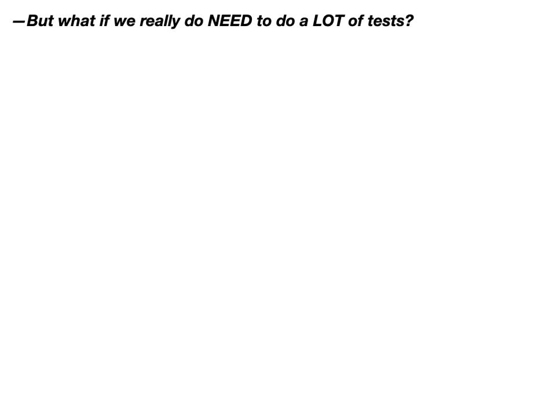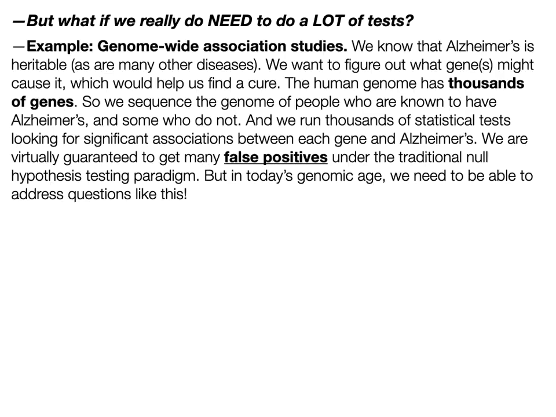Now, there are situations, especially today in modern research, where we really do need to do a lot of tests. And here are a couple of examples. The first one I have is genome-wide association studies. These are more and more common as we have the human genome for decades now, and many, many other genomes in other organisms. As an example, we know that Alzheimer's is a disease that has heritability. So it tends to run in families. And so that indicates that there's potentially genetic variation that contributes to the risk of Alzheimer's. So researchers want to know, what are the genes that might be causing it? Because if we can identify those genes, we might be able to find a cure.